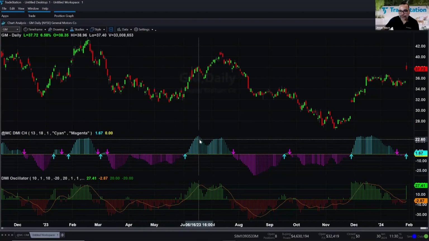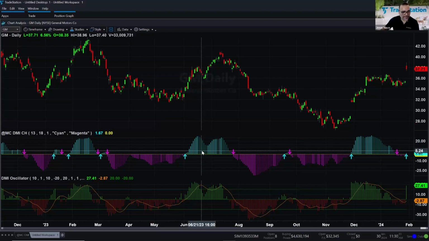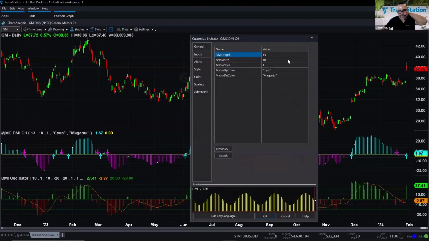How do we create a smoother line here for the DMI? Well, we just apply a simple average. Let me go to the inputs of this indicator. One of the things you can change is the DMI length. Notice that it's set to 13. The default parameter on that indicator is 13 because 13 is a Fibonacci number, not for any other particular reason, because the DMI indicator that's default on TradeStation uses 14 instead.